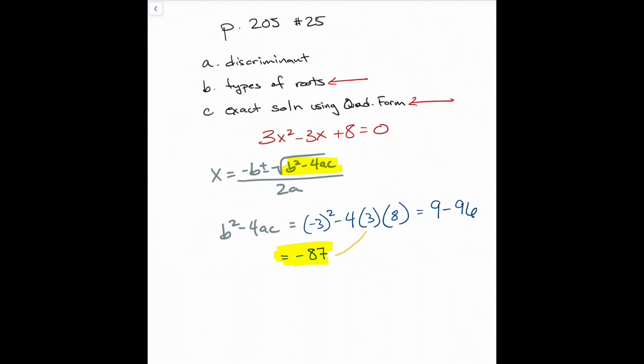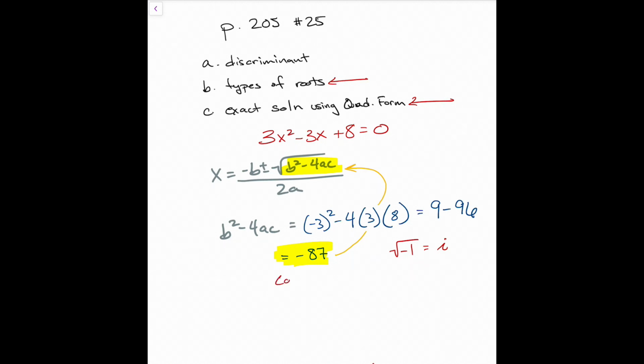Now the next thing I notice is that this is a negative number underneath the square root sign. And recall that I do not want negative numbers underneath my square root sign. Because whenever I have a negative number under my square root sign, I'm going to have to factor out that negative 1. And recall that the square root of negative 1 equals i. And that's a complex number. So that means I'm going to have two complex roots.